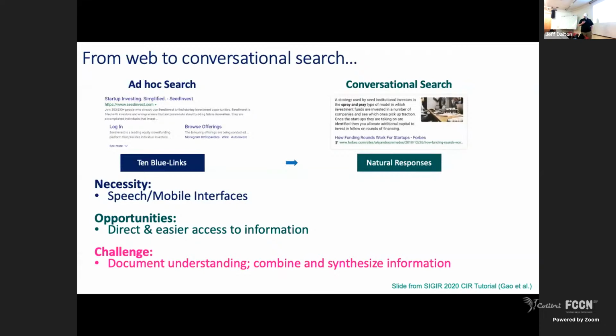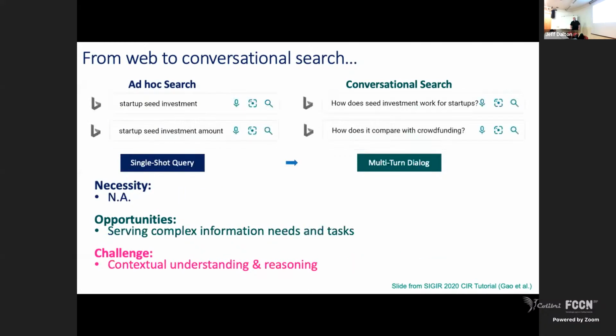And instead, in conversational search, we have a response. It might be generated, for example, or a summary of multiple different documents. Have a natural, fluent, natural language response. And so we're going to have to work on summarization and response generation. So we're starting to get some of that in TREC this year.